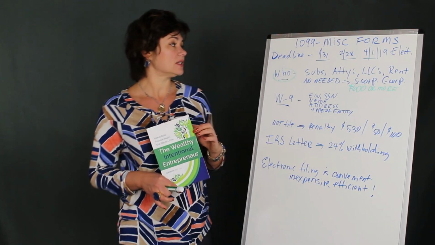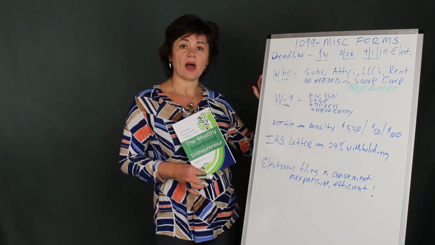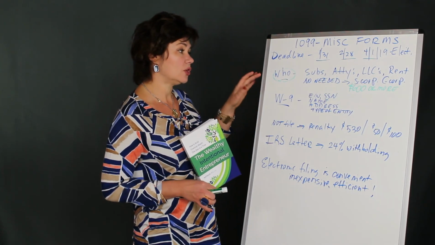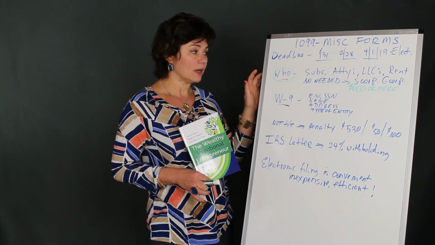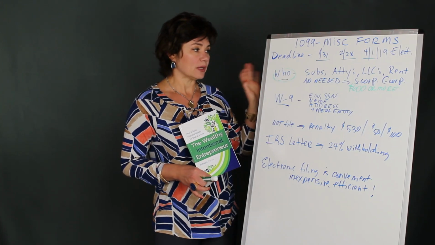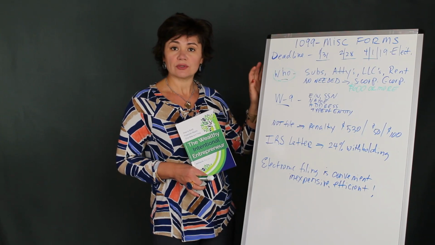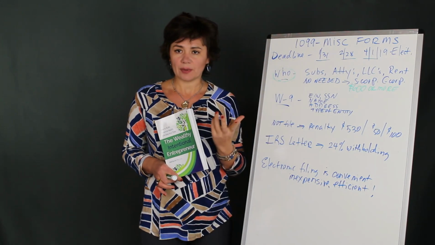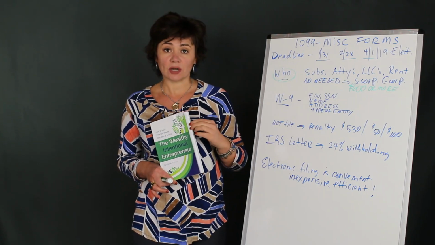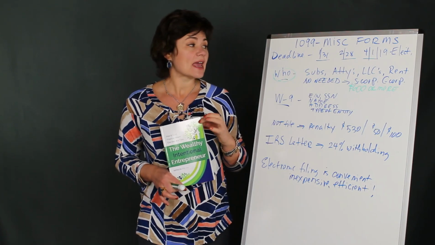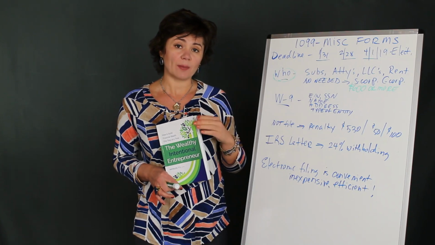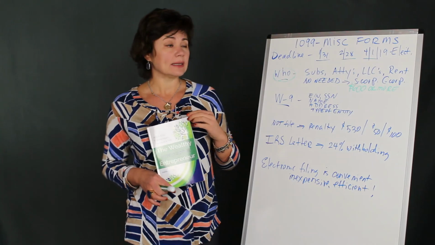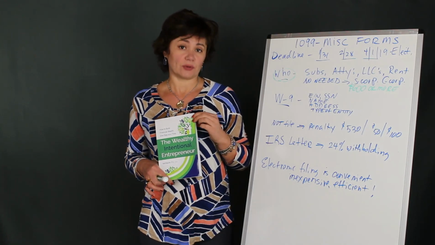So first of all, let's talk about why we need to file Forms 1099 miscellaneous for subcontractors or attorneys or people we pay rent to. Because the IRS requires us to file those forms, and the deadline is we need to send a copy to our subcontractor by January 31st, and then file the paper copy with the IRS by February 28th, or if you file electronically, the due date is April 1st.